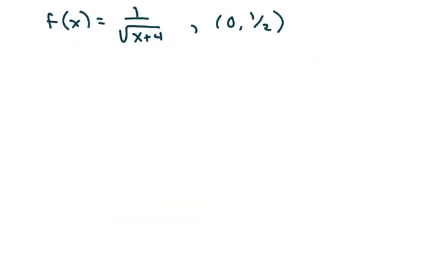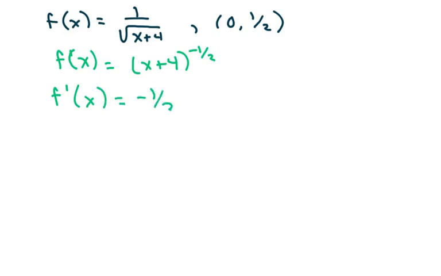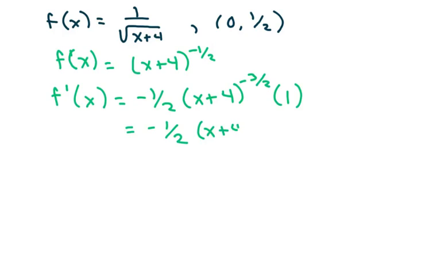Next one, first thing I'm going to do is rewrite this. So I'm just going to do f of x equals x plus 4 to negative 1/2. And then take the derivative. So it's going to be negative 1/2 times x plus 4, and this is going to be negative 3/2. And our derivative, our inner function, is just 1. So we're left with negative 1/2 x plus 4 to the negative 3/2.